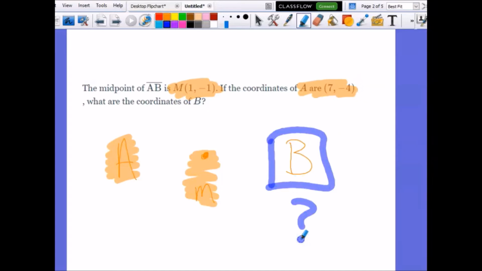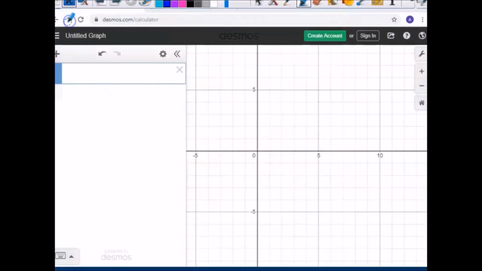And so what we're going to do is look at some graphs and look at some algebra on how to find that missing point, all right? So we're not going to be tripping up in this mug. So first thing I'm going to do is, it's given points A, it's given M, which is right here. So I need to find B. So go to desmos.com. That is my go-to.